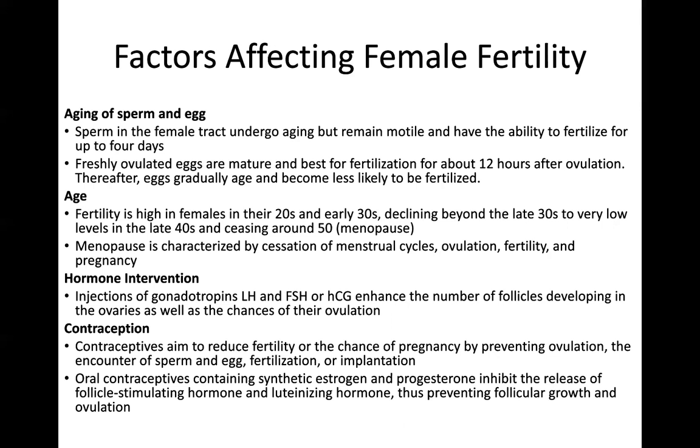It's very common for females to utilize contraceptive devices and contraception. Contraceptives aim to reduce fertility or the chance of pregnancy in a variety of ways: by preventing ovulation, which is what, for example, the pill does, that a lot of females utilize. Other contraceptives are going to reduce and prevent the encounter of sperm and egg, also things like fertilization or implantation.